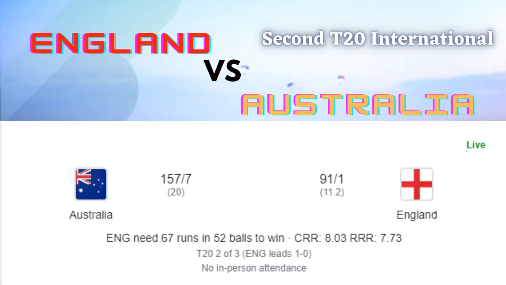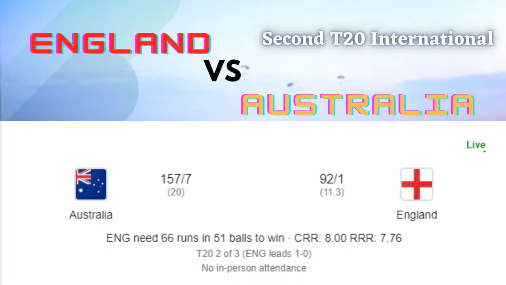Third ball, single taken towards deep cover. Malan is back on strike. He is on 36, not out, off 27 balls. The required run rate is down to 7.76. It is less than the current run rate.